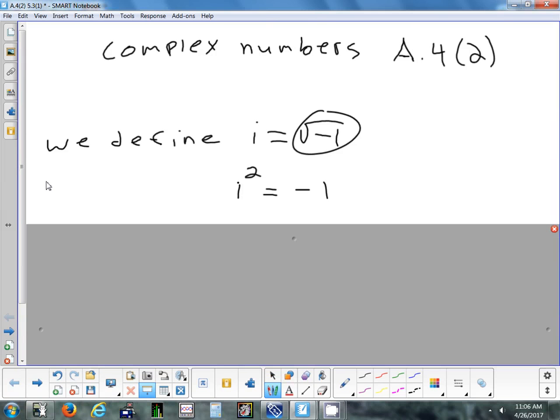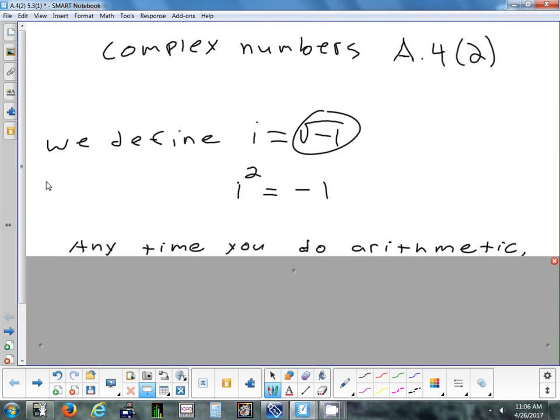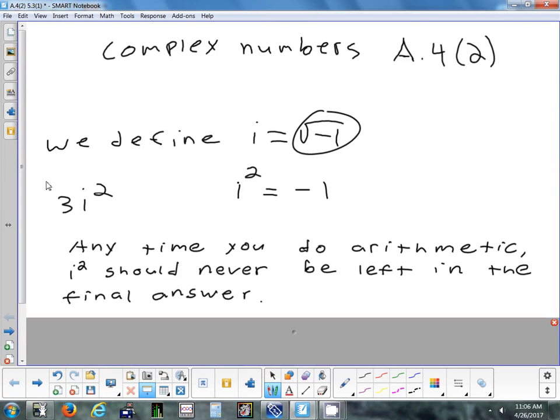Okay, so what that means is anytime you have a problem like this, you should never leave i squared in the final answer. This really means 3 times -1, and you should do that out. Okay, so if you're ever doing something out and you see an i squared, change that to a -1, always.